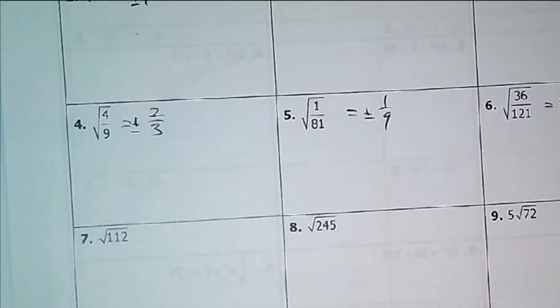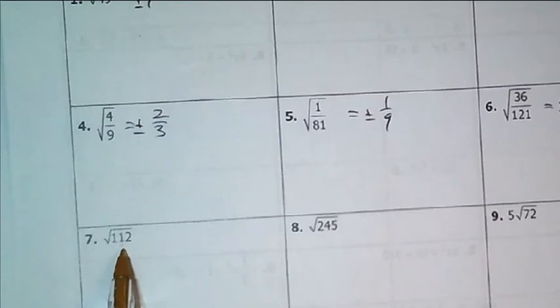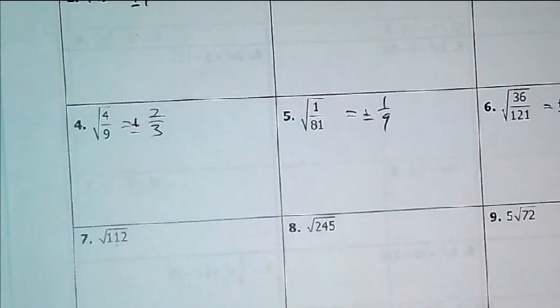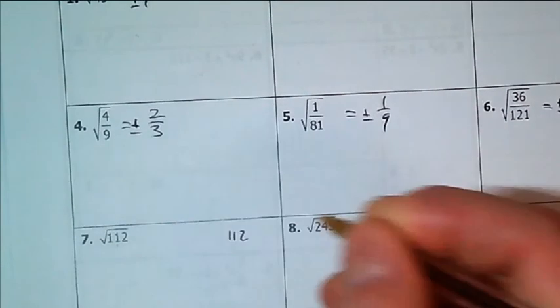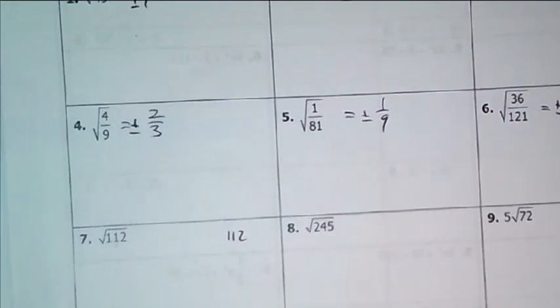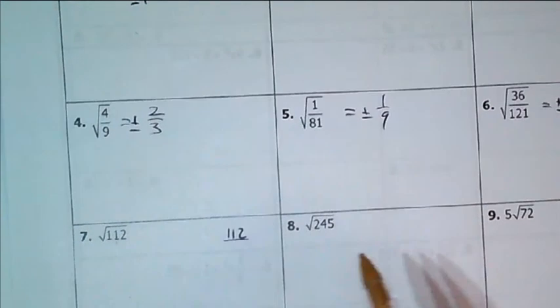Alright, now, number 7 deals with a value that's not a perfect square. So we have to find the largest perfect square factor of 112. 10? 10's not a factor of 112. What about 11? 11 might be a factor, but I don't think it is. It's not. But even if it was, 11's not a perfect square. So let's list the factors of 112.